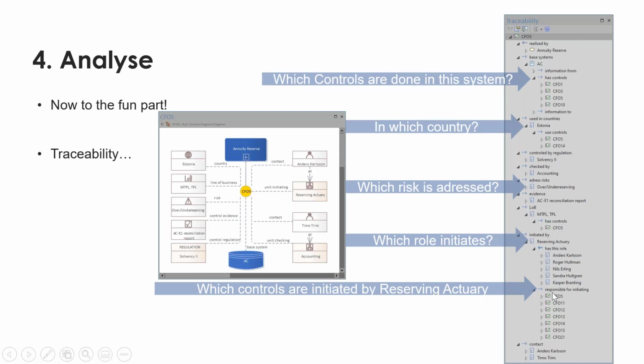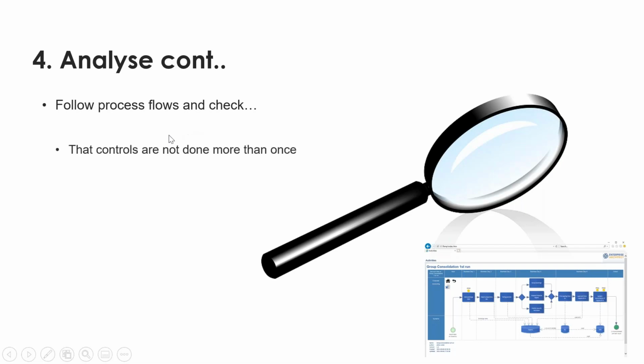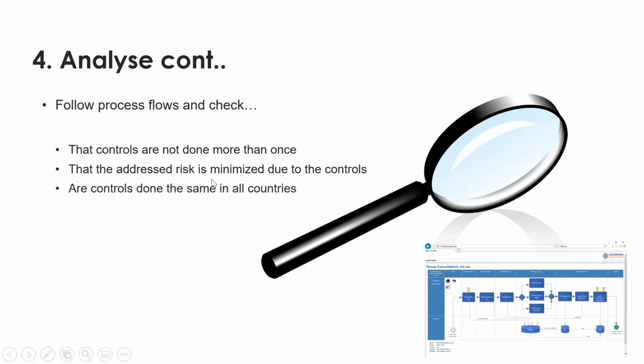When you do the first load, and then you do the second load, and so forth, you might find some interesting things happening. So I think this is really great. When you do this, you also need to analyze the contents and look into the flow of the process and see whether these controls are done more than once. Why are they done more than once? You get a really great way of discussing controls when you have them connected to the process. And you can ask if the risk actually really minimizes due to these controls. Are they done the same in all countries?